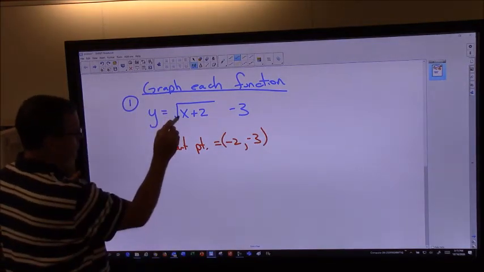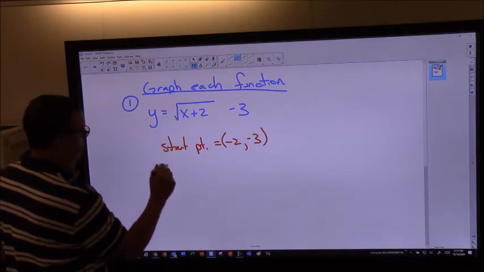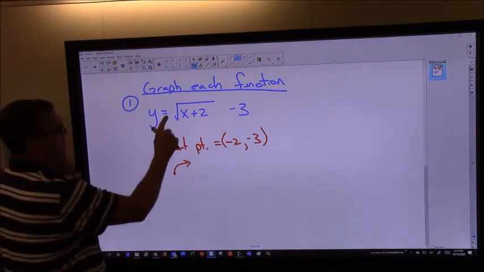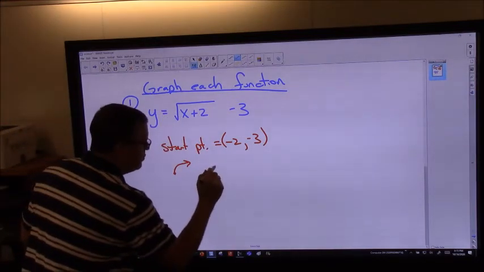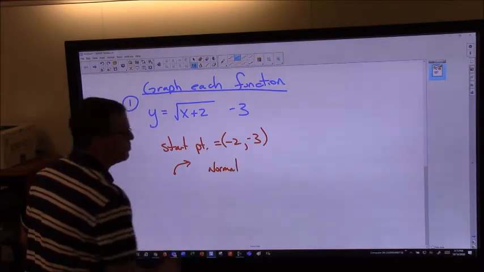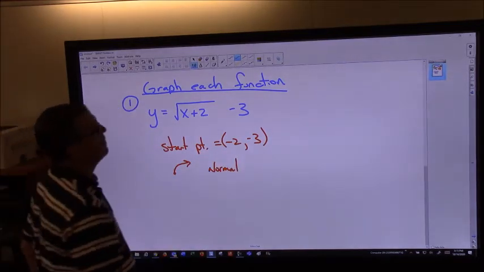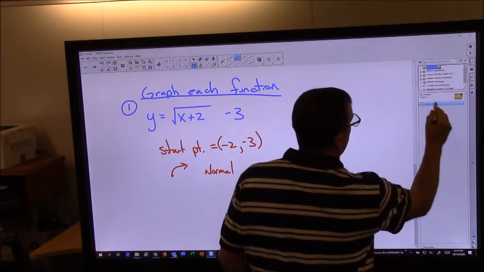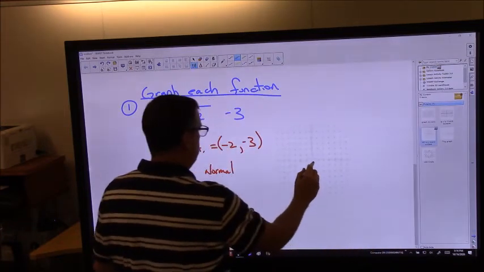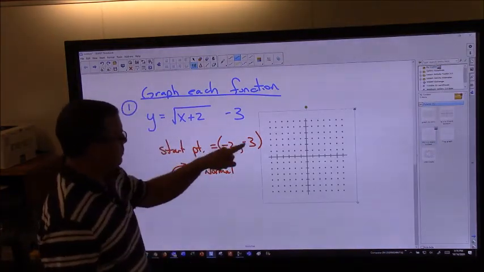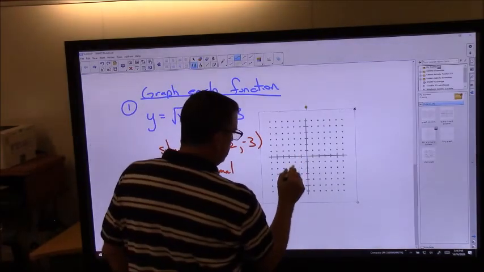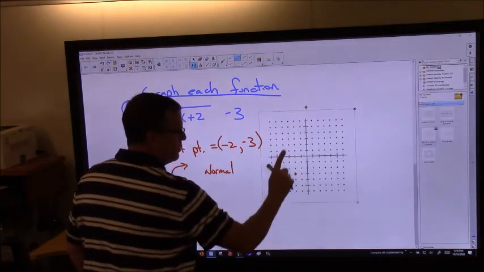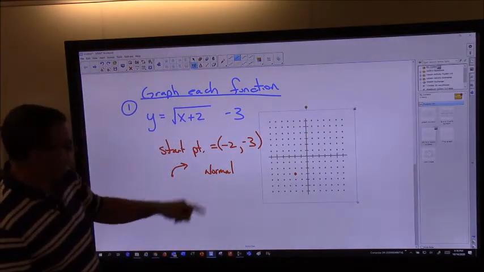A is positive, so is B, so that means I'm going up and to the right, so my graph will look like this. And since my A and B values are both 1, this is just going to be a normal square root function. Nothing fancy happening here. So let me get a graph. I want to start at negative 2 comma negative 3. So negative 2 comma negative 3 right there. I'm going up and to the right. And so now I just need to think what's normal.